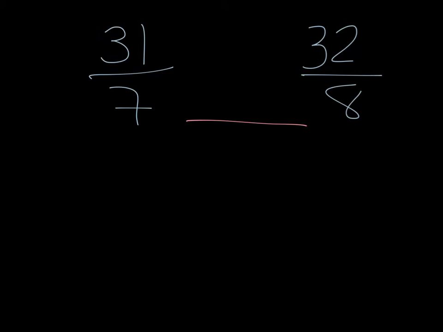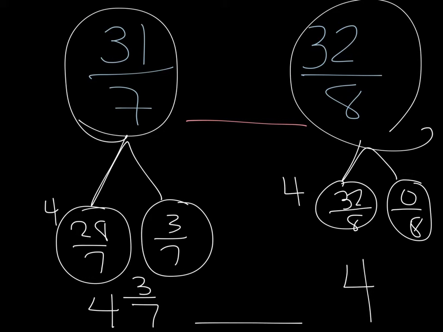Please try F on your own now. Pause the video and then push play when you are finished to check your answer. You should have converted 31/7 to 4 3/7 and 32/8 to the whole number 4. So you know that 4 3/7 is greater than 4. That being said, 31/7 is greater than 32/8.